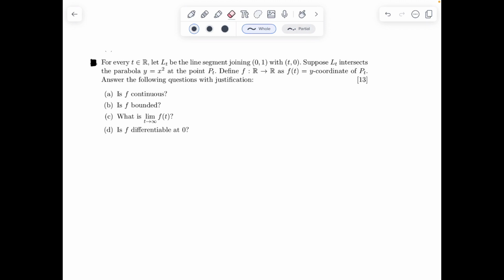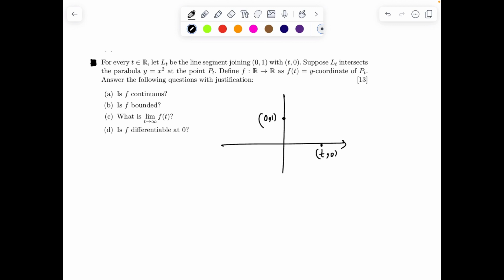Okay, so for every t belonging to the reals, let L_t be the line segment joining (0, 1) with (t, 0). So it's better to draw a picture. (0, 1) is a fixed point and we have (t, 0) over here, which can dance along the x-axis. For a particular value of t, let's say if I keep t equals 1, we have this line segment, let's call it L1. If I take t equals 2, we'll have a new line segment called L2. L0 will be this vertical line, then L minus 1, and so on and so forth.